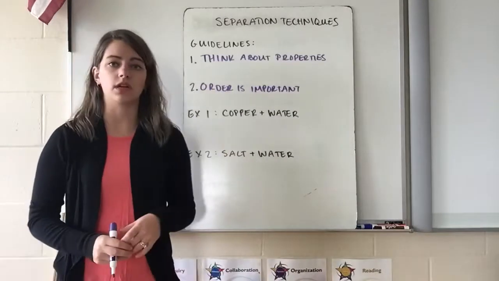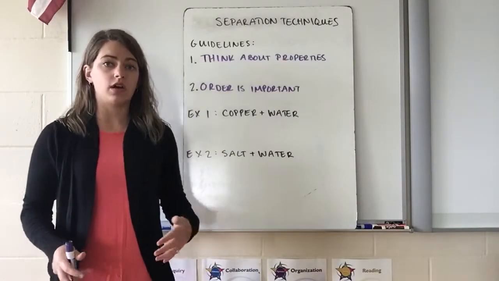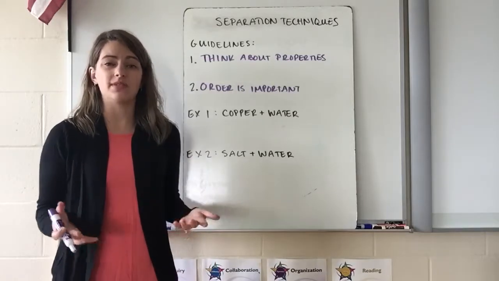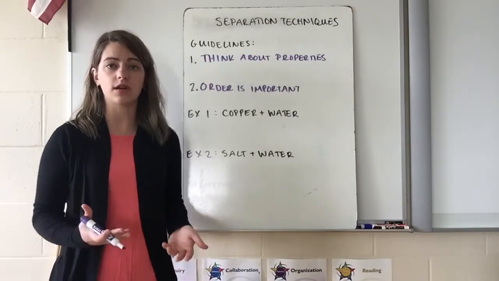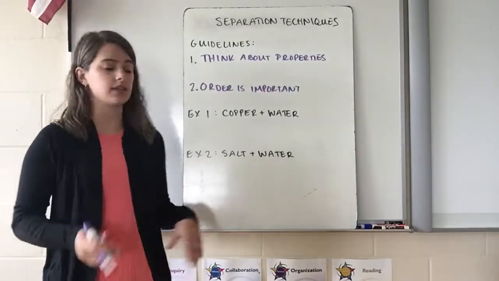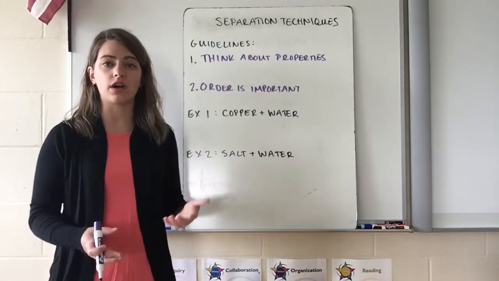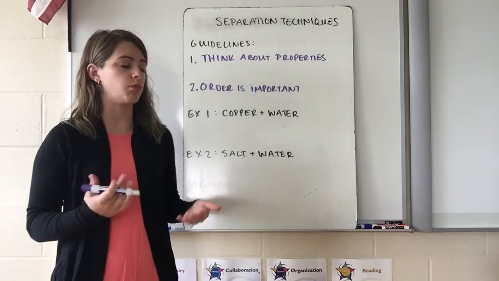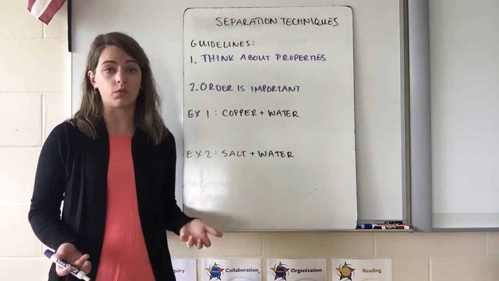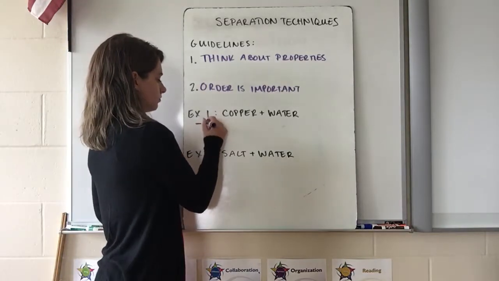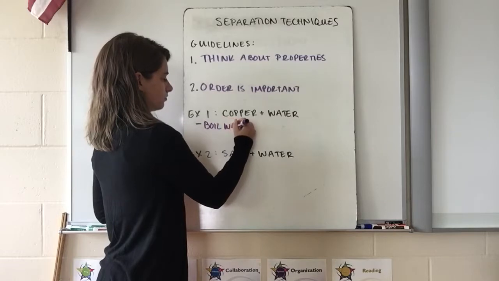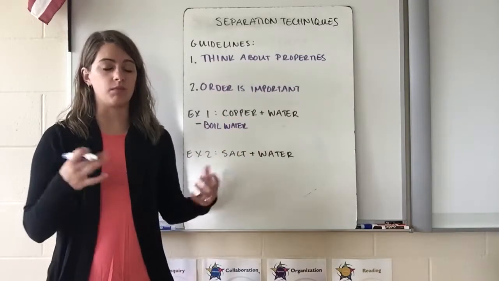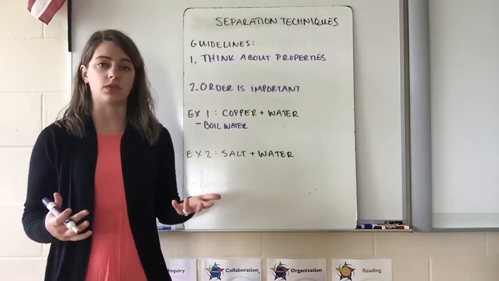The first example that we're going to look at is copper in water. If you have copper in water, the first thing we need to think about is what is that going to look like? Does copper dissolve in water? No, copper is going to be a solid. So we're visualizing that we have a container that has water that has little pieces of copper in it. Now, how are we going to get those two things separated? Well, the first thing we could do is boil the water off. You're going to heat the water, it'll boil, it'll eventually evaporate, and you'll be left with copper behind.